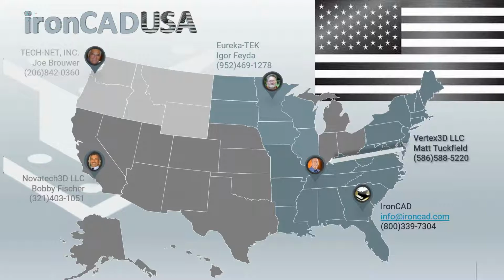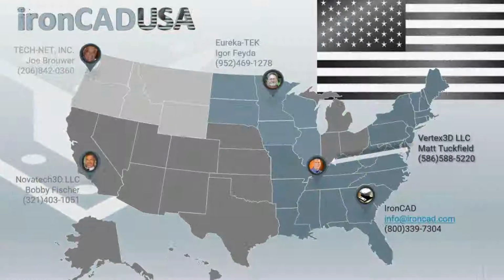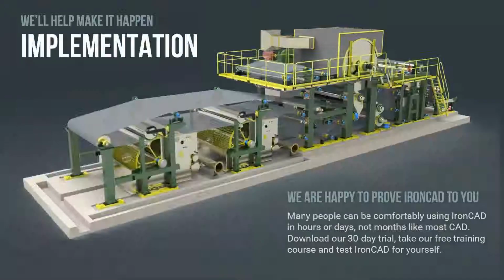And this is the team that can help you do it. So as I said, I'm Bobby Fisher. I'm down in California, and Joe Brower's up in Washington, and Igor's over in Minnesota in the Midwest, and Matt's down a little south, and IronCAD is in Atlanta. This is the team that will help make this work for you. And our challenge is this. You've seen it. We're happy to prove this. We'll help make it happen.